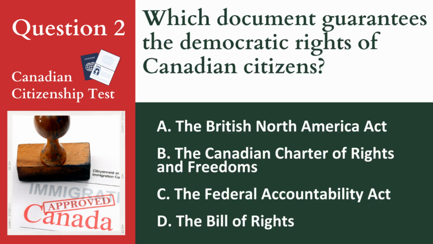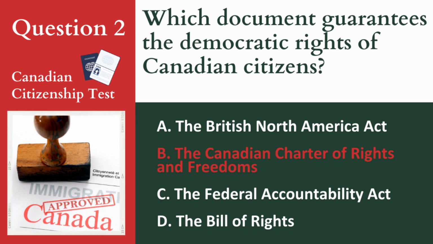vote. Question 2. Which document guarantees the democratic rights of Canadian citizens? A. The British North America Act. B. The Canadian Charter of Rights and Freedoms. C. The Federal Accountability Act. D. The Bill of Rights. Answer. B. The Canadian Charter of Rights and Freedoms. This document guarantees the democratic rights of Canadians, including the right to vote.